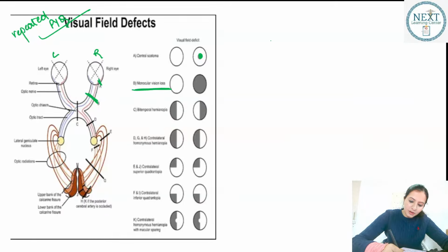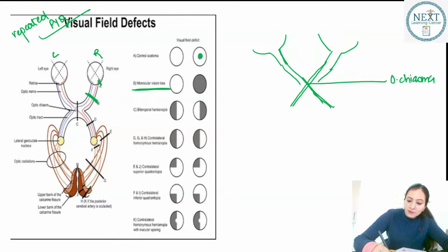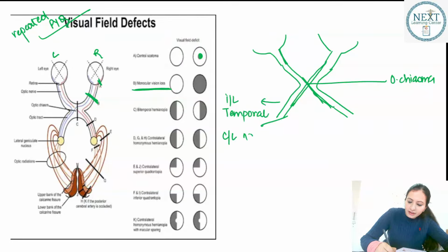If we talk about the visual pathway, there are temporal and nasal fibers of the retina. They will form your optic nerve on both sides. Then the nasal fibers of the optic nerve will cross each other at the site of the optic chiasma. Beyond the optic chiasma we have the optic tract. What will the optic tract contain? It will contain ipsilateral temporal and contralateral nasal fibers. They will go up to the lateral geniculate body.